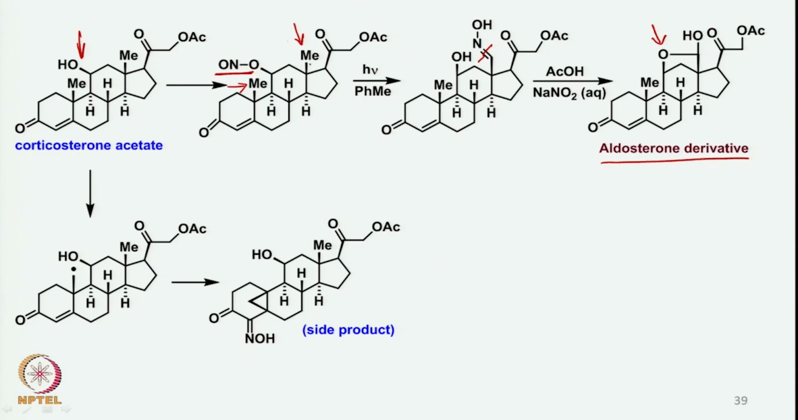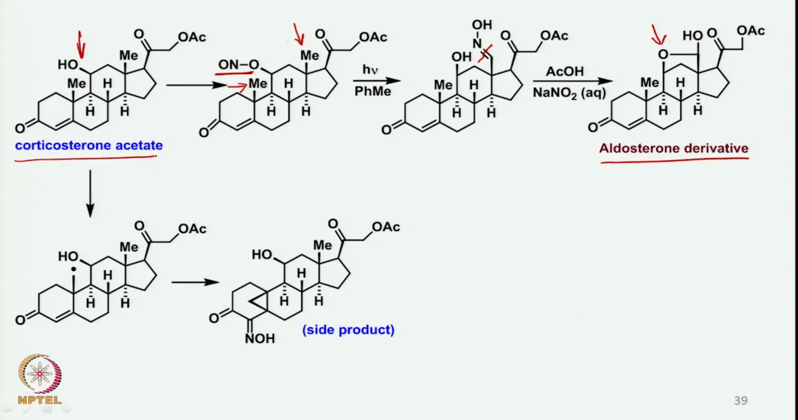So basically what has been done is this particular methyl group, which is remotely placed but accessible for the 6 member transition state to form, and that allows the aldosterone derivative to form. So it is a very easy way of converting a corticosterone to an aldosterone derivative.